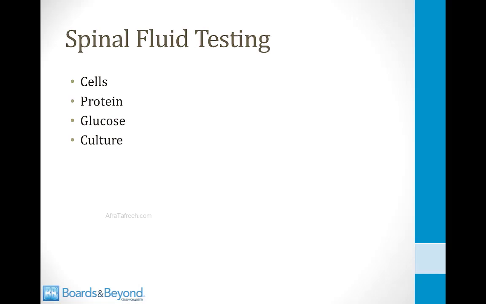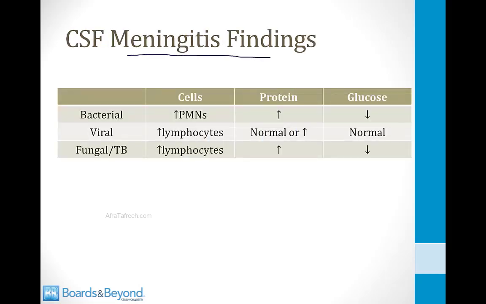So after you do a spinal tap, you send the spinal fluid for four things. You want to know what cells are in it, how much protein's in it, how much glucose is in it, and then you want it to be sent for a culture. But of course the culture will take a couple of days to come back. So this slide shows the CSF findings in different types of meningitis, and you should make sure you're familiar with the slide because it's very high yield for all your step exams and even for internal medicine and emergency medicine boards.